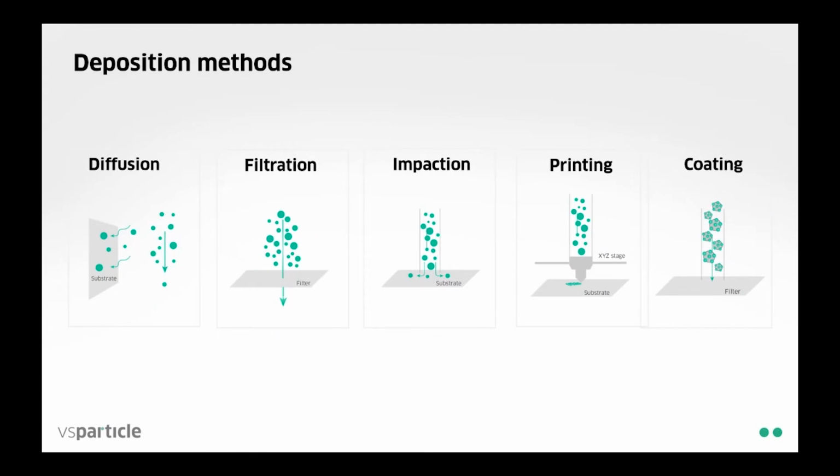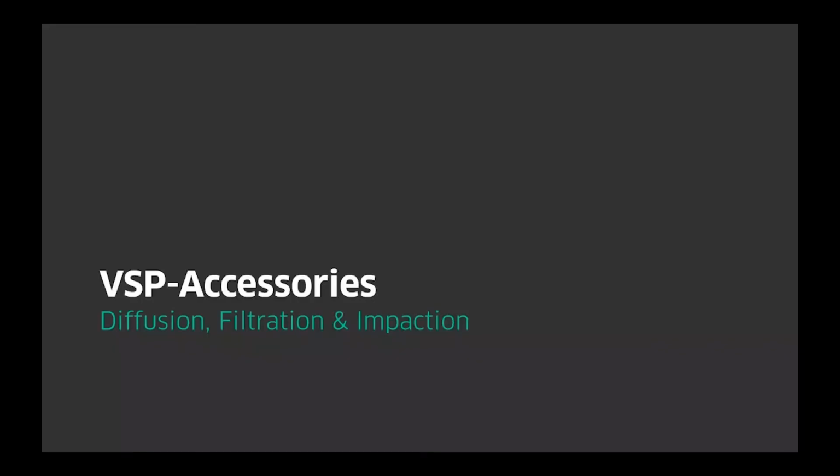But you have diffusion, filtration, impaction. If you do impaction on an advanced printing stage, you can go into printing mode. And the last one is also coating of powders. I will first focus on the first 3 because they are also embedded into the 3 accessories that we are providing. So the VSP accessories are really small modules that most customers start with to get acquainted with the technology. And it enables them already to immobilize the nanoparticles on relatively small substrates, which are ideal for material research.